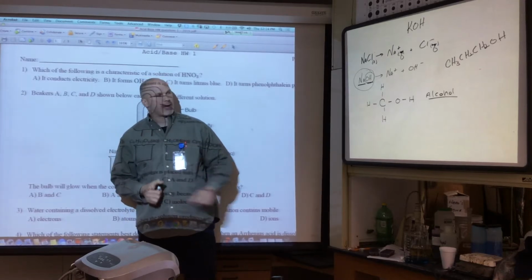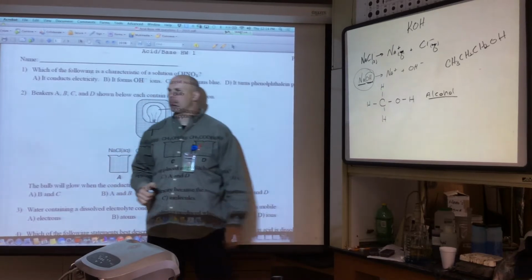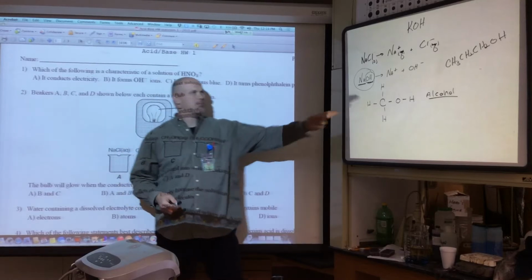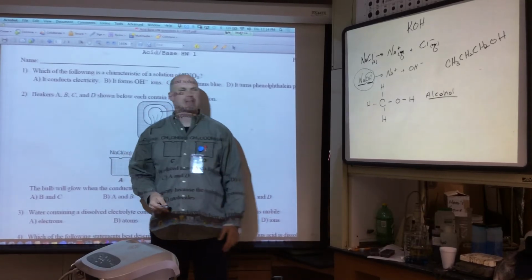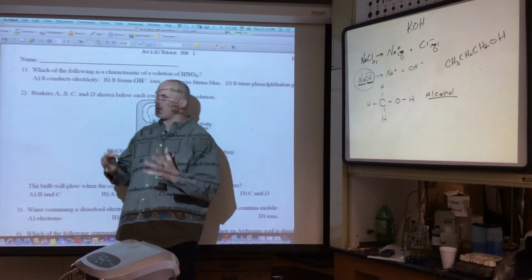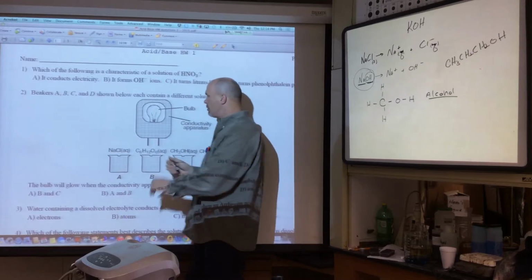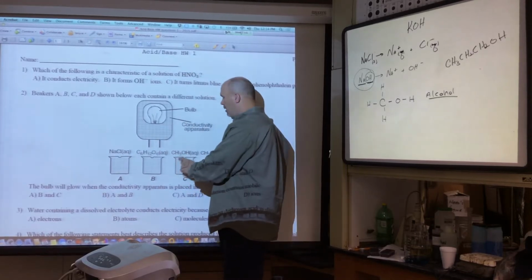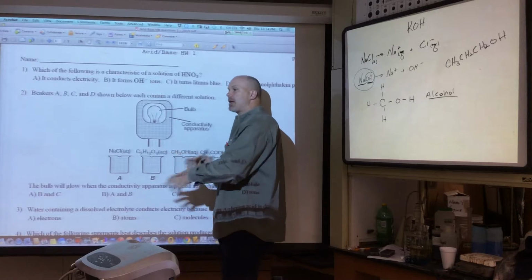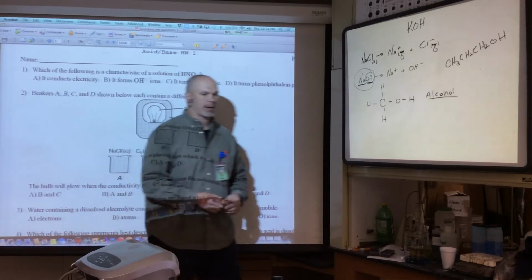Bunch of carbons and hydrogens, then there's an OH. Is that a base? No, it's something that's bonded covalently. It's an alcohol. It's not acidic, it's not basic. It looks like a base because of the OH. So if you see carbons and hydrogens, then an OH, you know that's not a base. It has to be a metal and an OH minus.